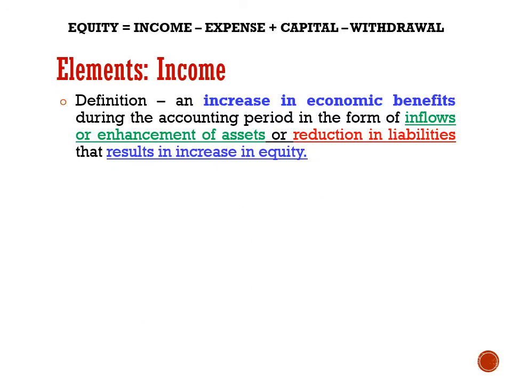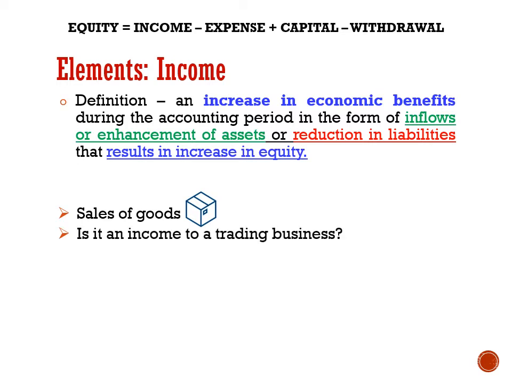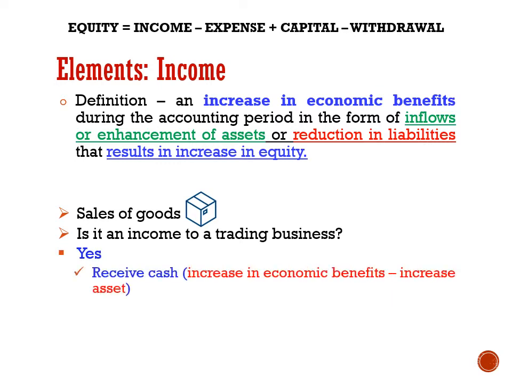Coming back to the definitions of the elements, income means we expect an increase in asset or a reduction in our obligation that resulted in a net increase in equity. Take sales of goods in a merchandising or trading business, for example. Is the sales an income to the business? The answer is yes, by the definitions of income. The business receives cash, which means there will be an increase in its economic benefits, that is an asset. And it results in an increase in equity because, like we mentioned earlier, an income will have a positive effect to equity.